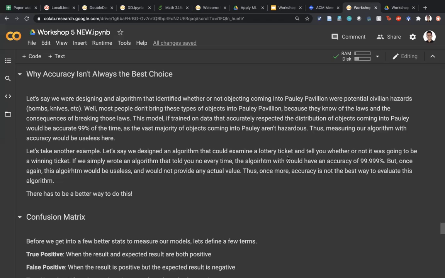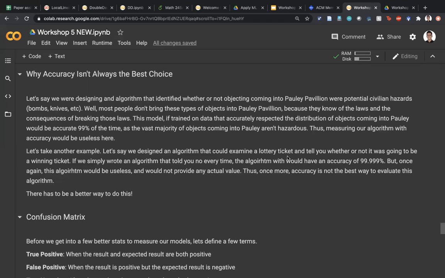But again, this algorithm is completely useless. It does not provide any actual value because it doesn't actually do anything. It just simply guesses no. So even though this is a really, really bad model, it still has a very high accuracy. The point of that was just to illustrate that oftentimes accuracy can be really, really misleading.